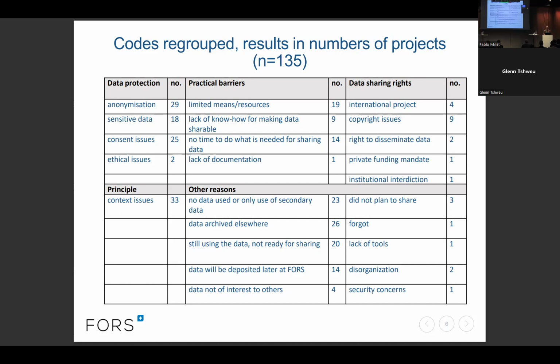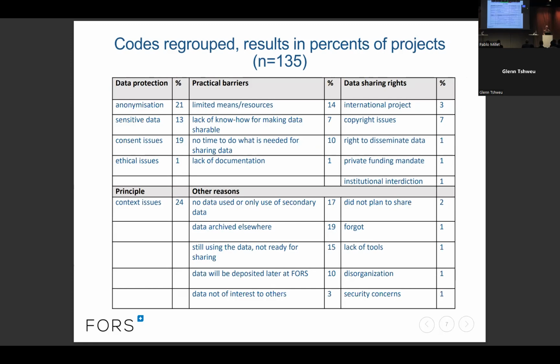The numbers you see there are just that. So these are numbers out of the 135 projects for which we have information. And then on the next slide, what you see are percentages rather than numbers out of the 135. If it makes sense to even quantify this, but it gives you an overview of what's going on. But I can summarize a bit what we have here.